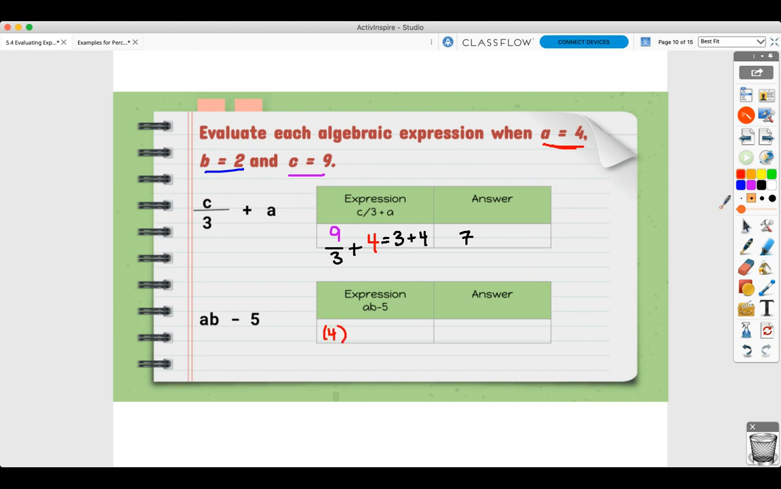4 times A times B, 4 times 2, minus 5. So 4 times 2 is 8, minus 5. That'll give you 3.